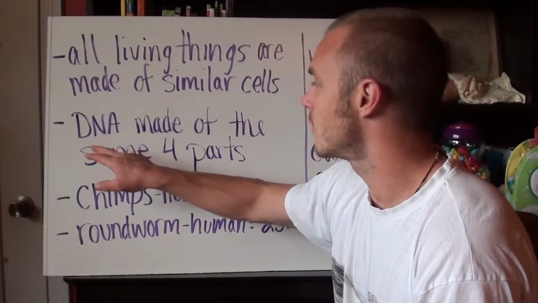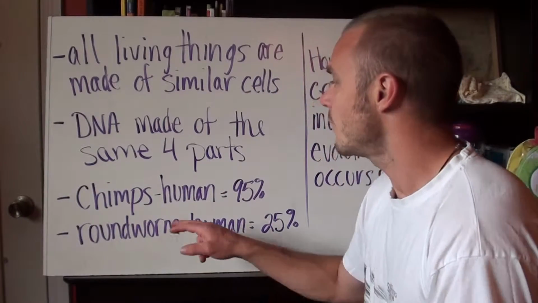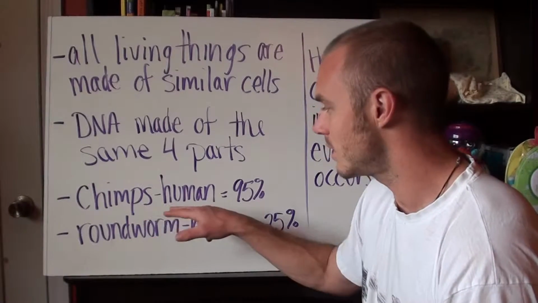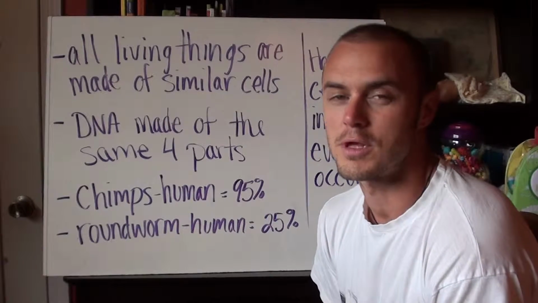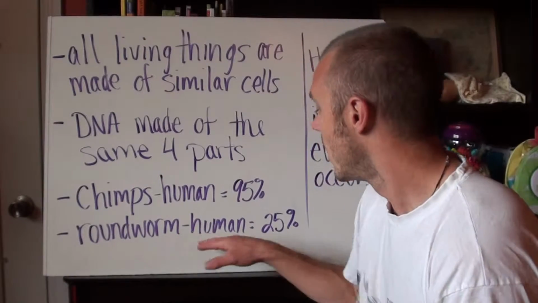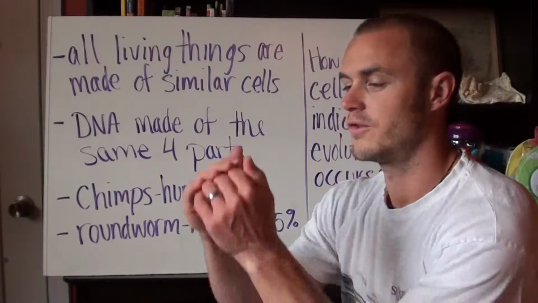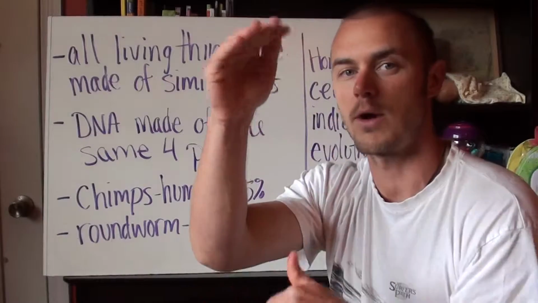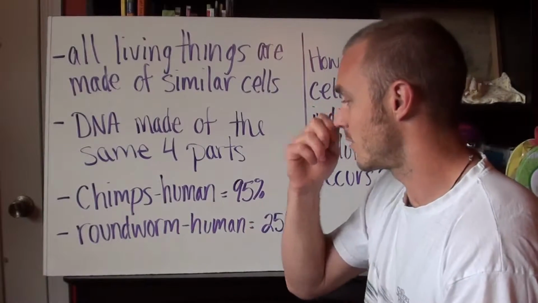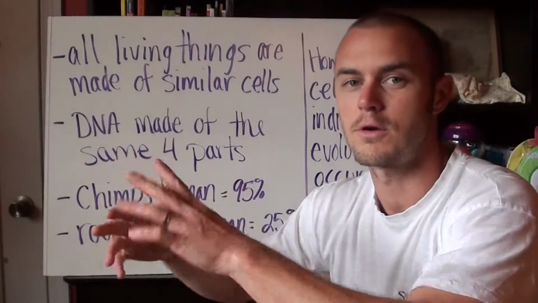If we look at the DNA within those cells, they're made up of the same four parts: A, C, G, and T. Then if we look at the actual genetic sequence of different animals, when comparing chimpanzees to humans, there's a 95% correlation. If you compare a roundworm, which is just your basic worm, to a human, there's still a 25% correlation. So you take the genetic sequence of a human, compare it to the genetic sequence of a roundworm, and 25% of it is going to match up. And so the idea is that this similar DNA came from a common ancestor way back when.